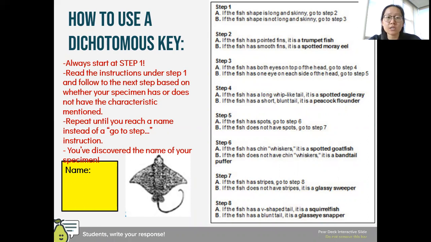Here we're going to start at step 1. It says, A, if the fish shape is long and skinny, go to step 2. B, if the fish shape is not long and skinny, go to step 3. I'm going to ask that you go ahead and look at this specimen down here next to the yellow box, and then figure out what it's called, starting with step 1.